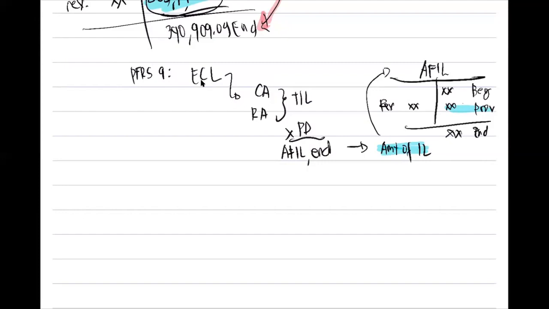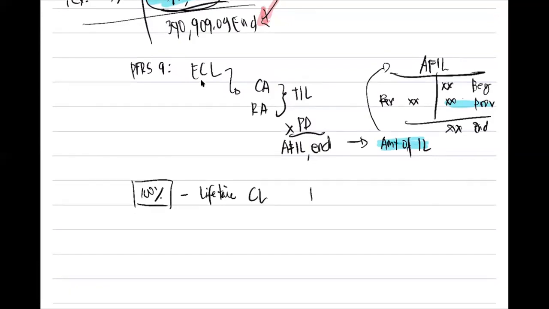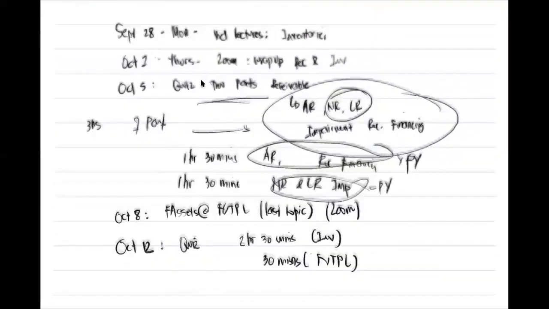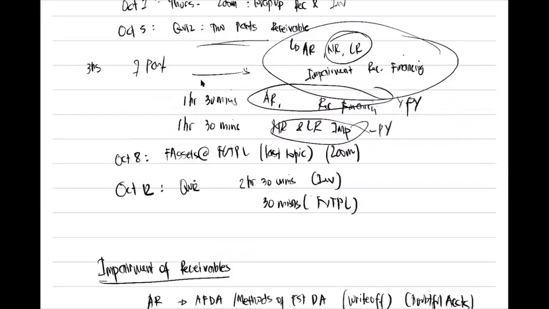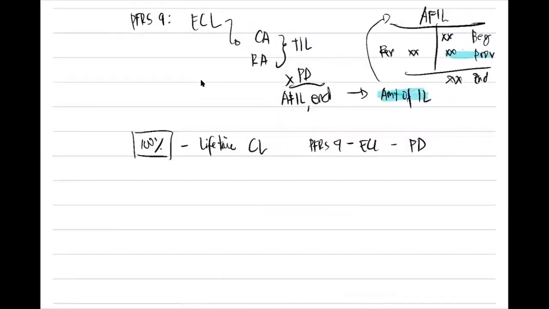The problem here in AFIL is the probability of default. Take note, once the probability of default is 100%, we call that a lifetime credit loss. Lifetime credit loss is known as your impairment percent. Again, when do we use PFRS 9? We use PFRS 9 impairment ECL only if the problem provides for a probability of default. If the problem does not provide a probability of default, we use PAS 39.